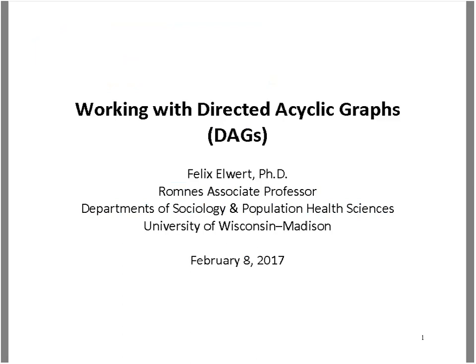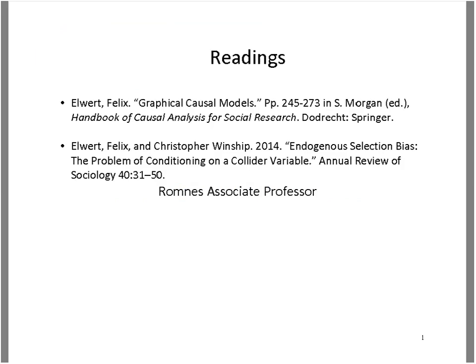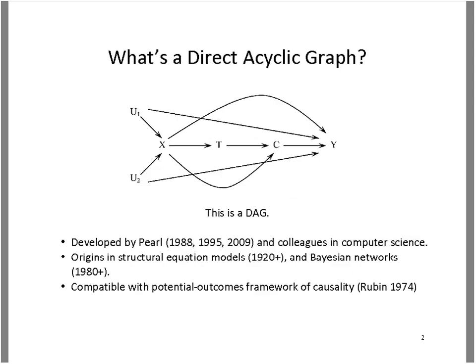Okay, so I'm going to advance the slides now. This presentation is based on two papers that you can find on my website. The first is an introduction to graphical causal models, mostly for the social sciences, but also for the biomedical sciences. The second paper contains a number of real-world examples, some of which, if time allows, we will get to as well today. So what's a directed acyclic graph?